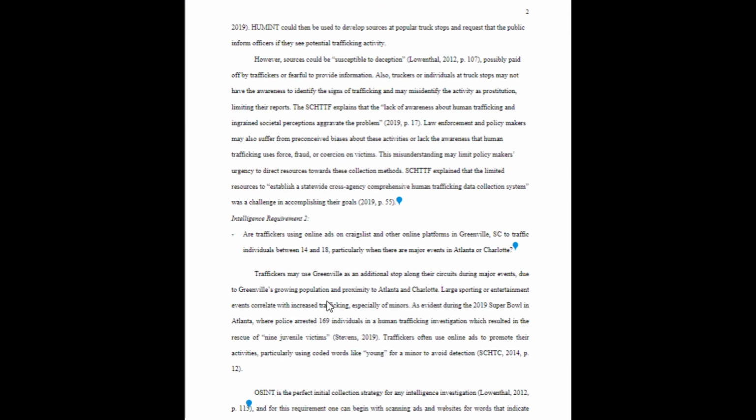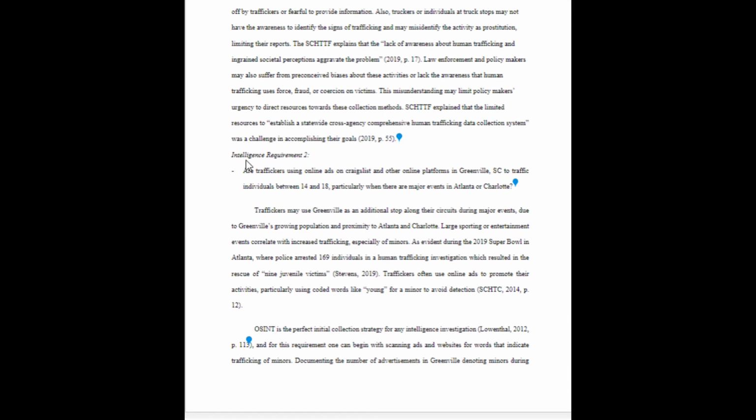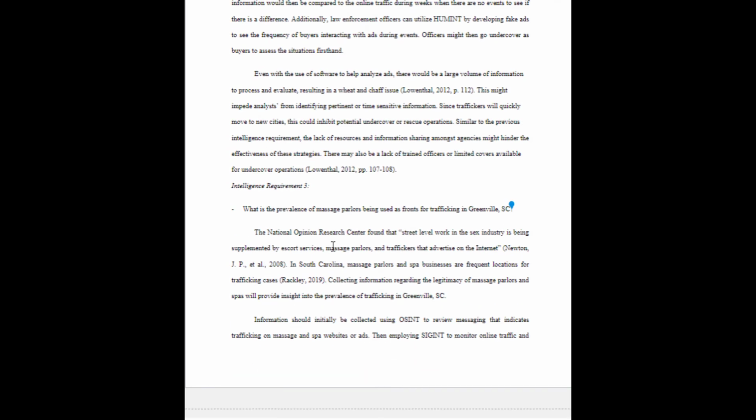So this is kind of the example, and I'll go ahead and take a second to go over so you can kind of see it. So again, opening with an intelligence requirement, a narrow intelligence requirement here, and then another, intelligence requirement 3.